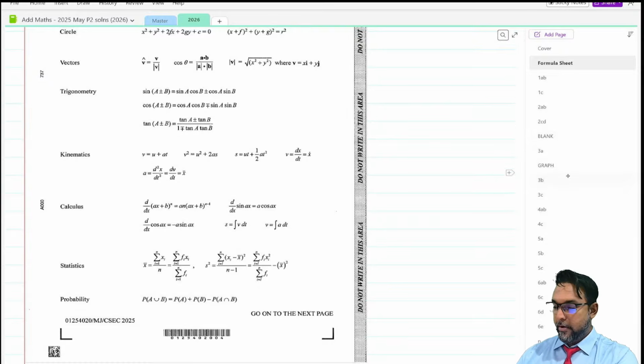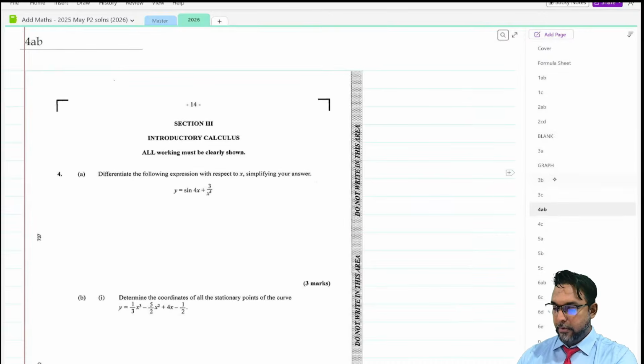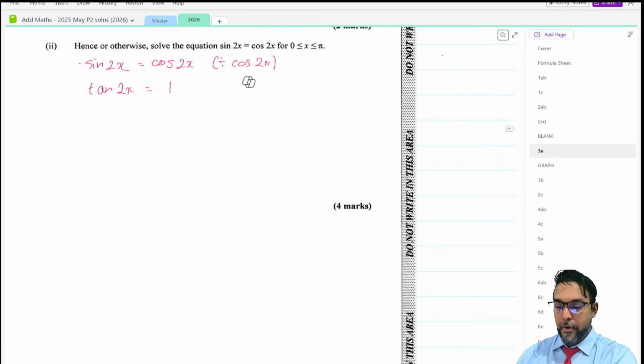Wait, really? Yeah. No, yeah, I know that, but I thought it was only for when it's not 2x. I thought it... well, what? Sine 4x over cos 4x is tan 4x.